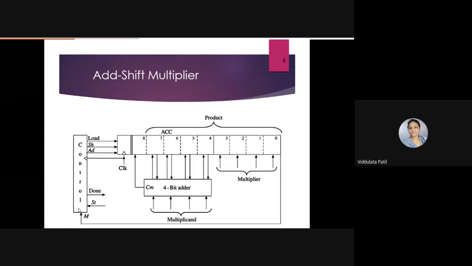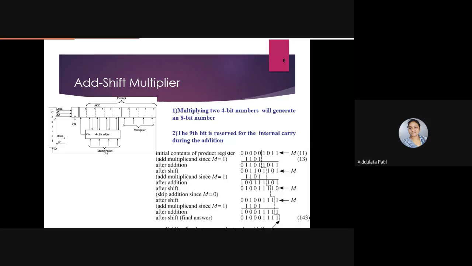Depending on this bit, if it is 1, we are going to load these contents and add. If it is 0, then we are just going to shift. So depending on that, it will give a signal, and then whether it is going to add or shift will be decided. So this is the method that is used for the add shift multiplier. Now let us see how this is going to happen.